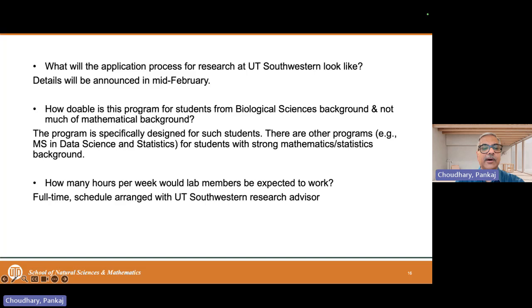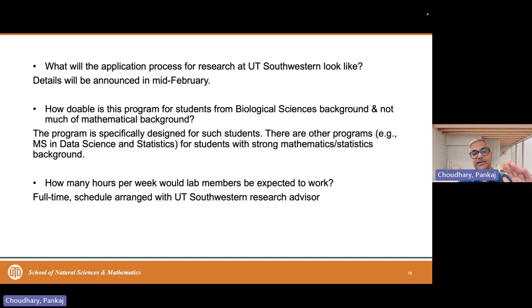The next question is, how doable is this program for students from a biological sciences background and not much of a mathematical background? This program is specifically designed for students like that, from biomedical backgrounds, so it doesn't matter whether your background is in science, biology, chemistry or bioengineering, as long as you have a degree in any science or engineering discipline. If you have taken one semester of calculus and one semester of statistics, you are eligible for this program.